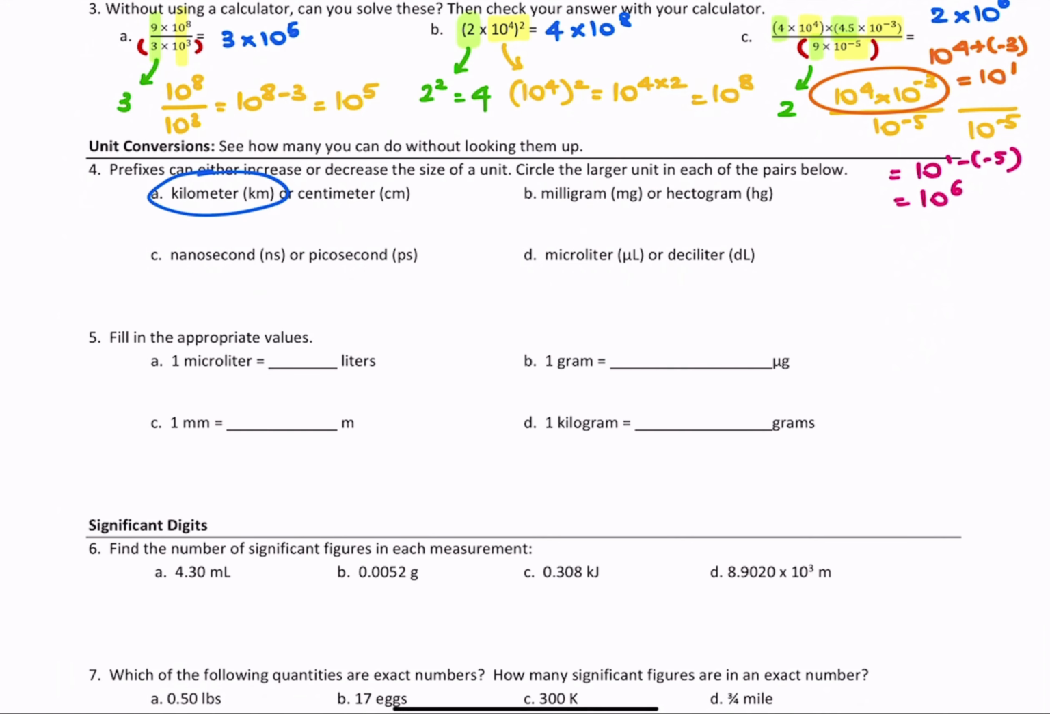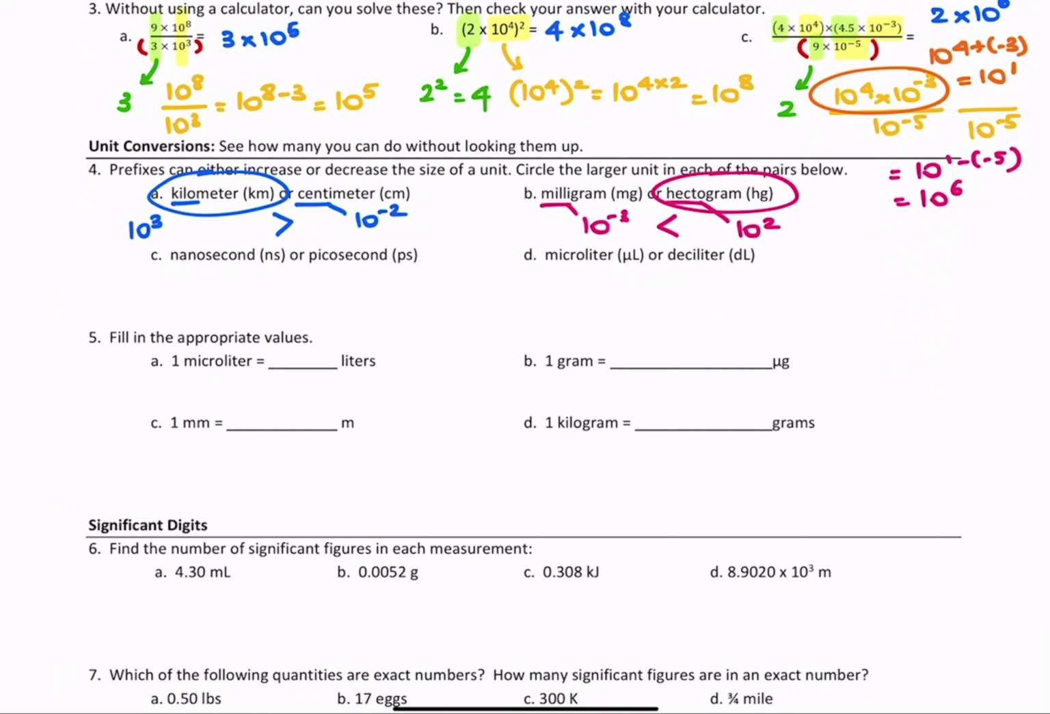Kilometer and centimeter. So what's going to be the biggest one? Kilo actually will be the biggest one because kilo is 10 to the third. On the other hand, centi, 10 to the negative 2, and 10 to the third is bigger than 10 to the negative 2. Problem B, what do we have here? Milligram and octogram. Well, octogram is going to be the bigger unit because octo is 10 to the second, milli is 10 to the negative 3, milli is smaller than octo.